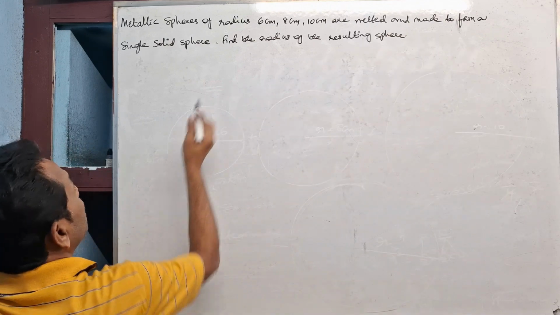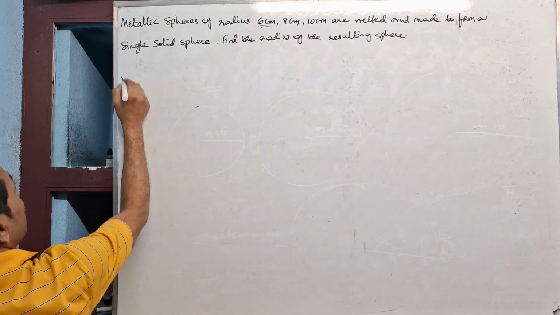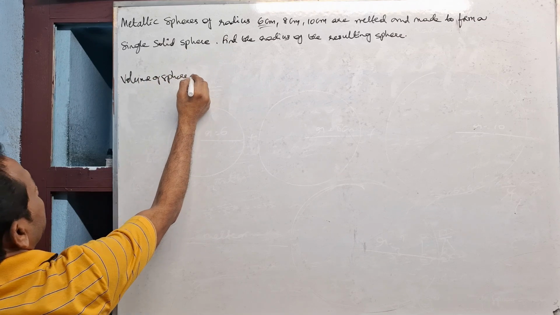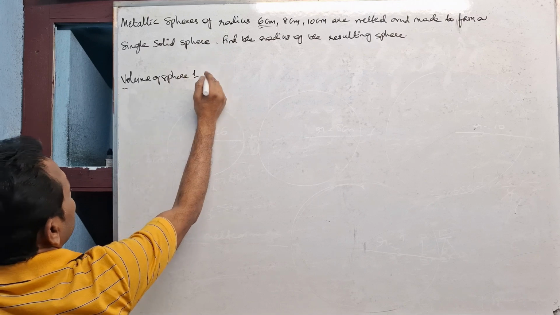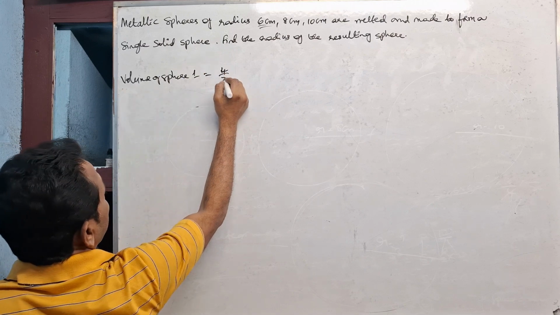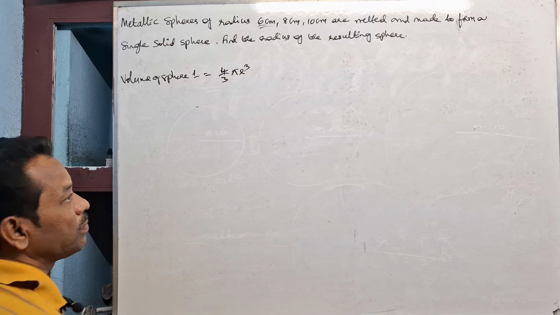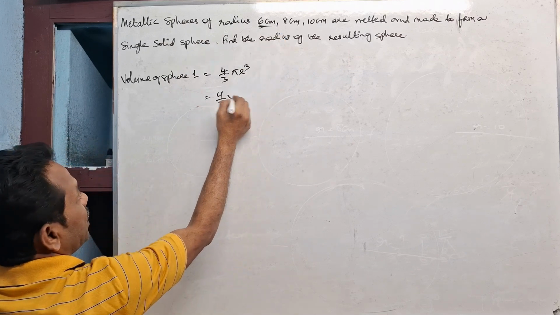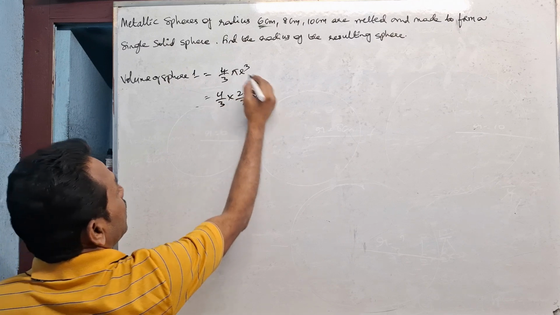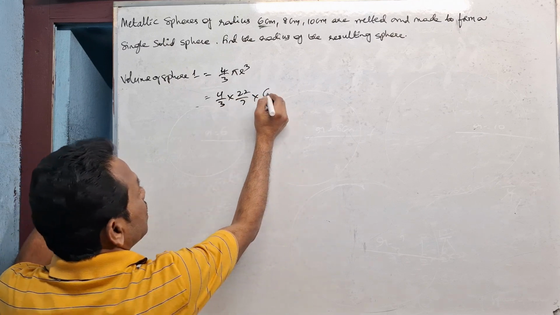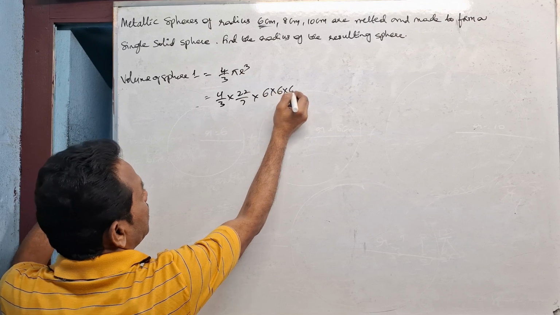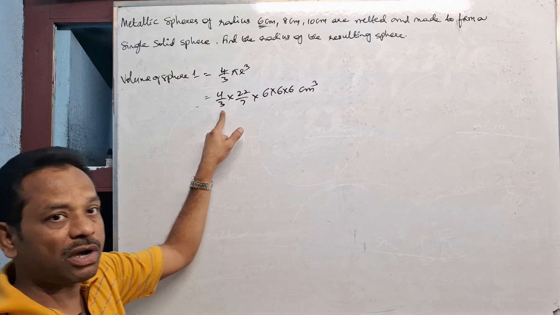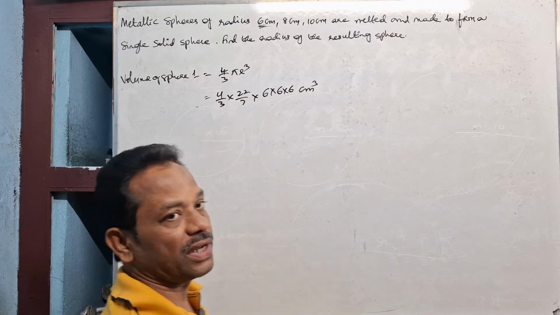Let us take the volume of sphere 1 equal to, the formula is 4 by 3 pi r cube. The radius is given as 6 centimeters. So 4 by 3 into 22 by 7 into 6 into 6 into 6 centimeter cube. Here there is no need of simplification, keep this as it is.